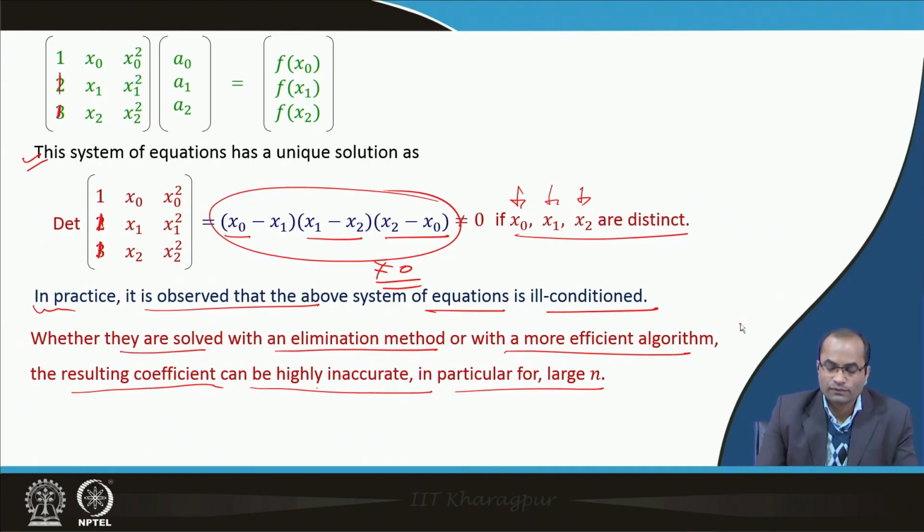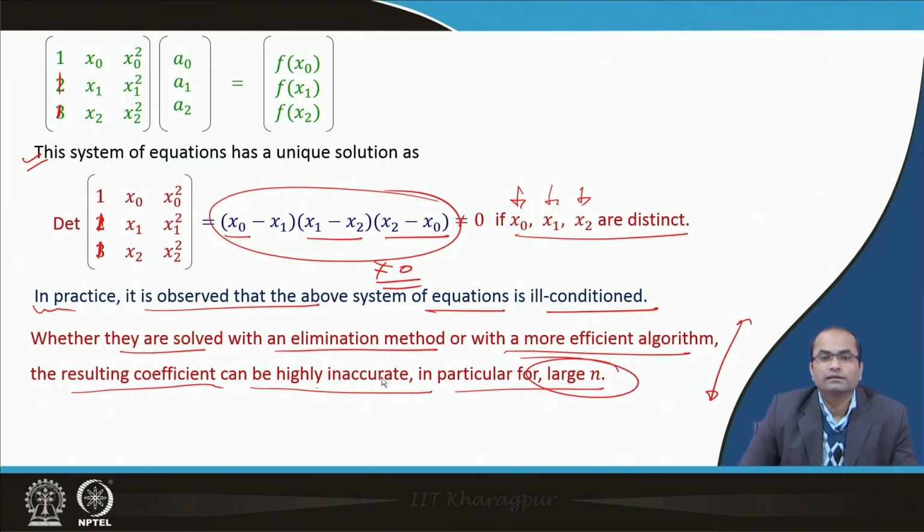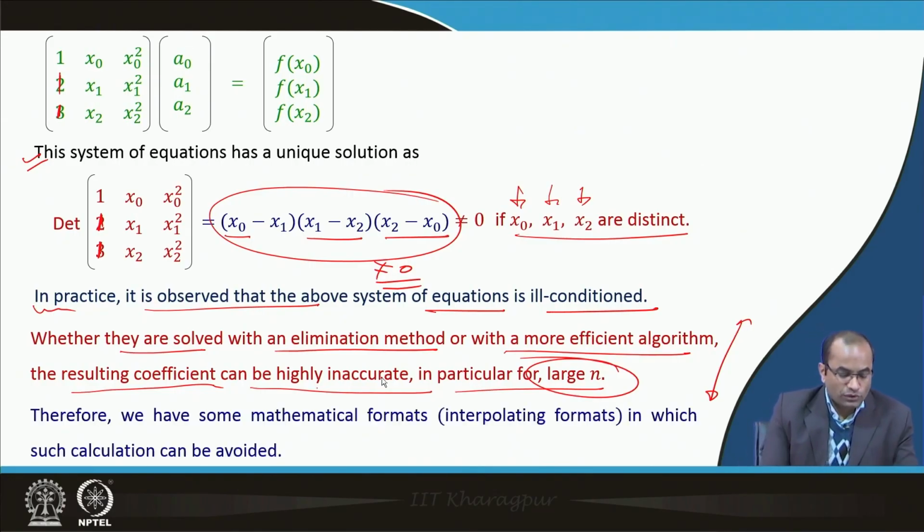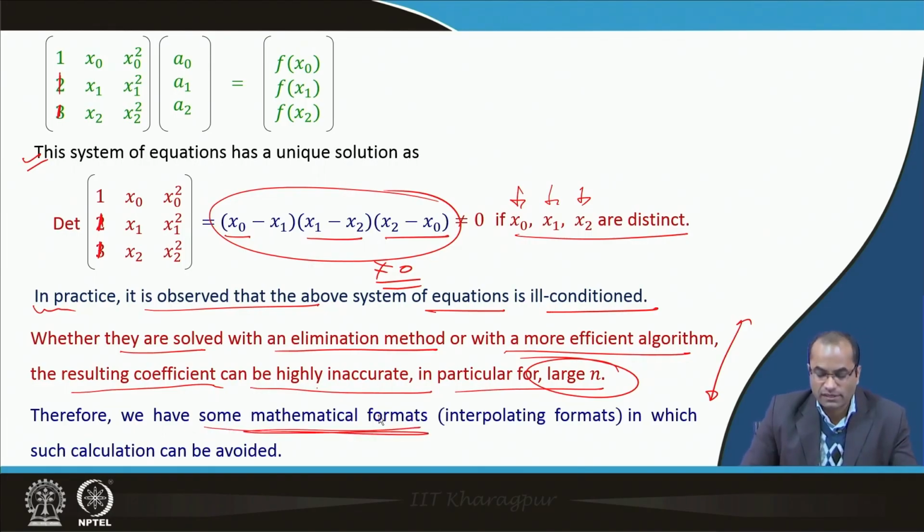This is what is observed. We are not going much into the detail of this part, but for large n one can understand that this system is difficult to solve because of the ill conditioning. There are some mathematical formats which we will talk about in the next lecture, and those are methods to get this interpolating polynomial without constructing the system of linear equations and then solving them. Rather, we have better and direct ways of constructing the polynomial.